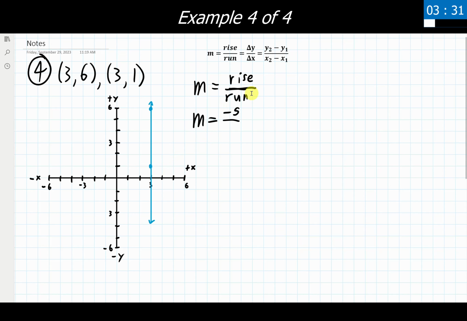So what's my run going to be represented as mathematically? Well, the run is going to be 0. And here we have an interesting thing that shows up. We have a number being divided by 0. This is the interesting part, and this is where the weird stuff comes in.